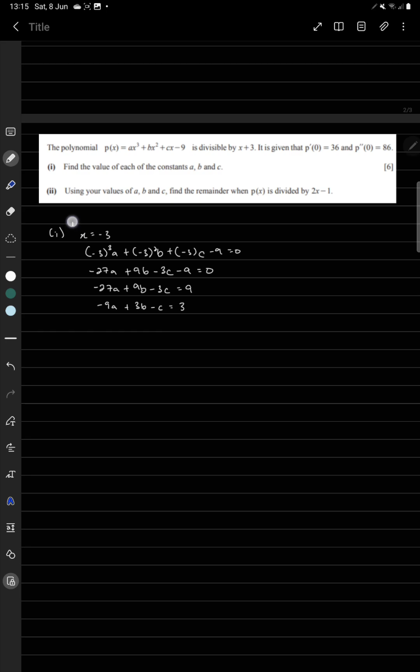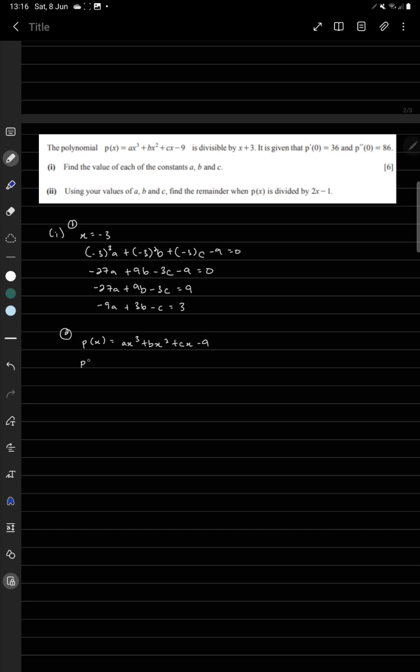Now moving on to the next part, we have another hint here that says P'(0) is equal to 36. That basically means the dash means that you have to differentiate. So taking P(x), copy this question here. So dash once, we're going to get the differentiation. We get 3ax squared plus 2bx plus c. Then when we substitute x equals 0, P'(x) is equal to 36. So 36 is 0 plus 0 plus c. So therefore c is equal to 36.